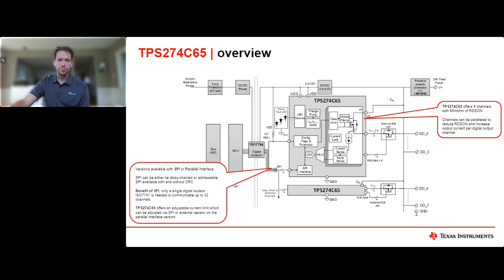Next, it has a SPI interface. So the device can either be configured in a daisy chain mode or an addressable SPI with or without CRC. And really the benefit of a SPI is it allows you to reduce the cost of using many optocouplers to isolate all the different signals. So with just one SPI bus, you can provide communication to multiple TPS-274C65s.